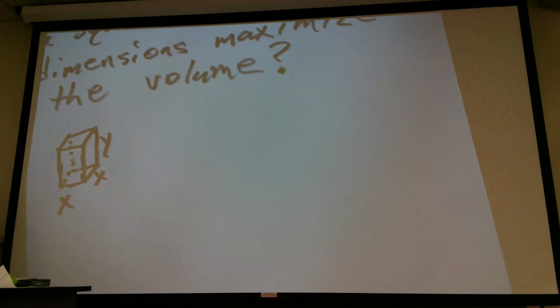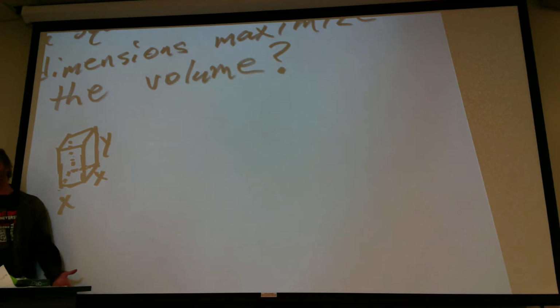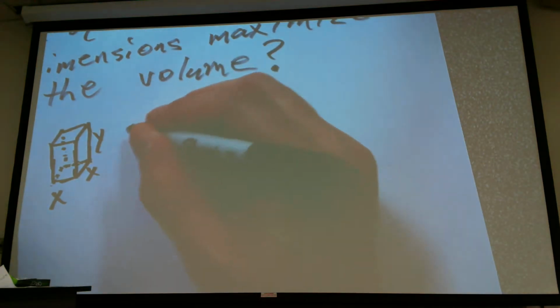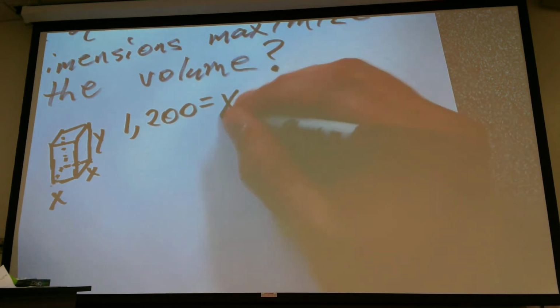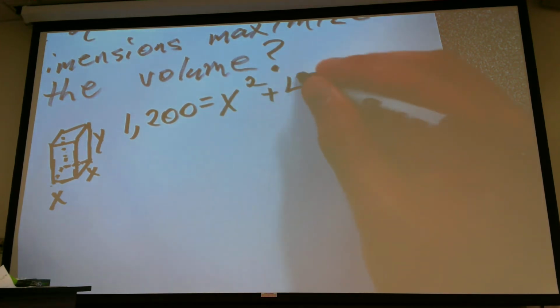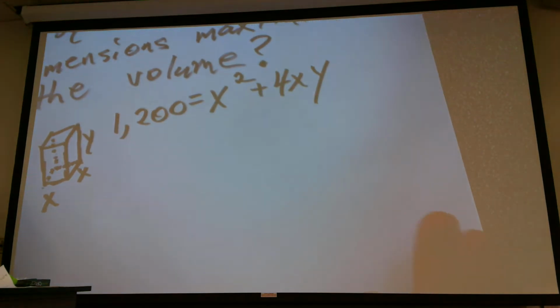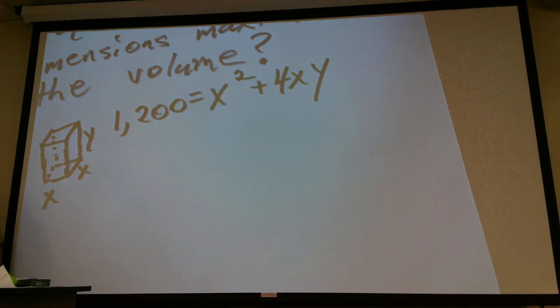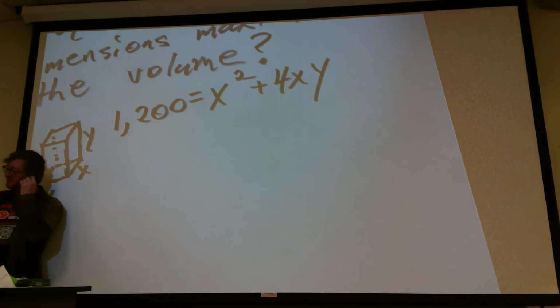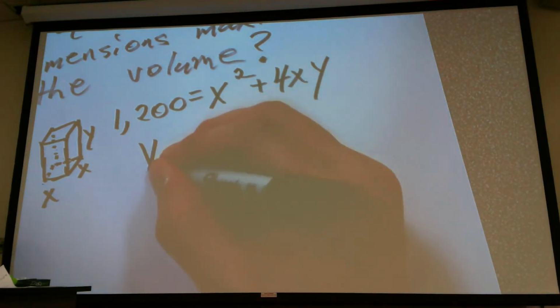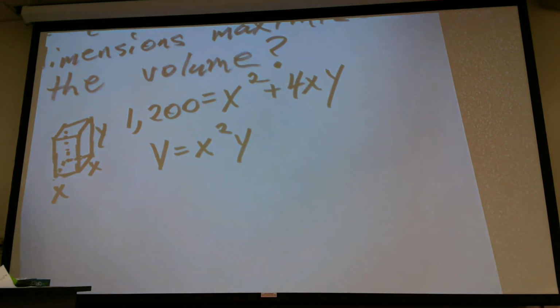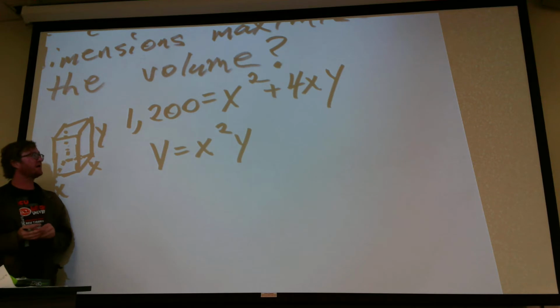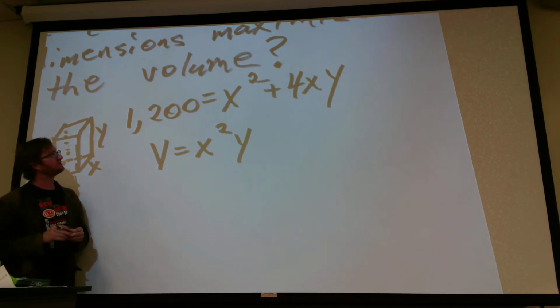When talking about the surface area of this box, we have a base and we have 4 walls. So this 1,200 square centimeters of material is going to equal a base plus 4 walls. All right? And the question is, what dimensions maximize the volume? Well, the volume is going to equal x squared times y.